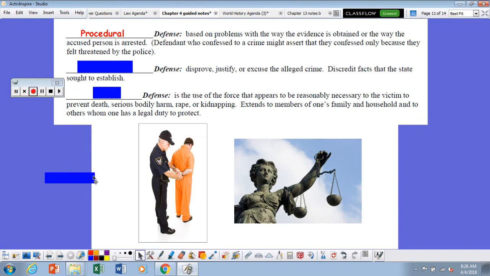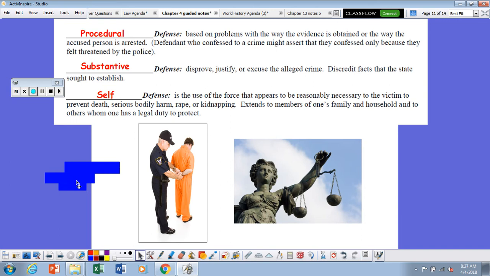So our procedural defense is based on problems of evidence, which we just mentioned. Substantive defense is disproving, justifying, or excusing the alleged crime, or discrediting certain facts that the court has brought. This is often where you see, perhaps in a courtroom drama, an attorney get up and use an objection based on the types of questions the prosecution is asking, whether they're asking leading questions, or using things such as hearsay within the court to try to pinpoint a crime onto a person.